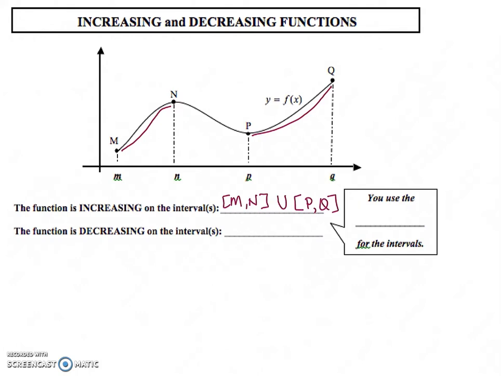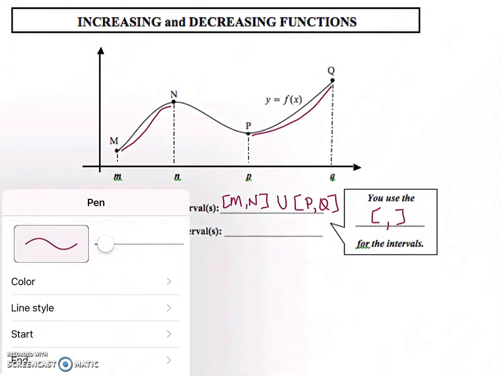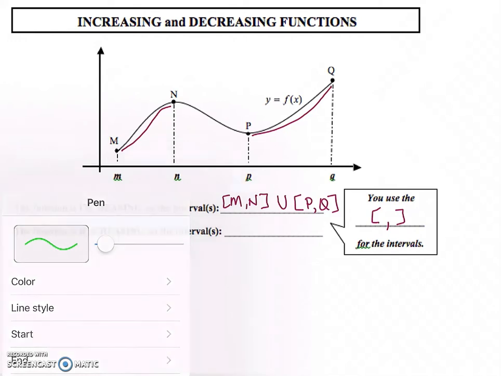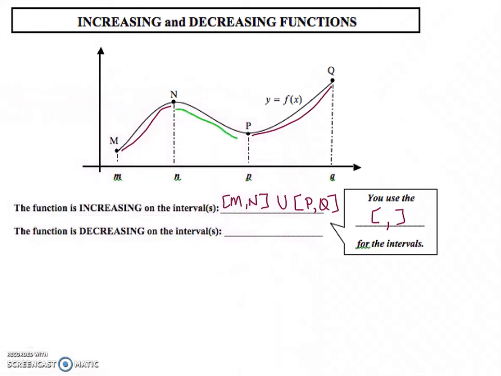So as you can see, we're going to be using this interval notation to show where the function is increasing. And then we could say that our function is decreasing right here, and that is the interval n to p.